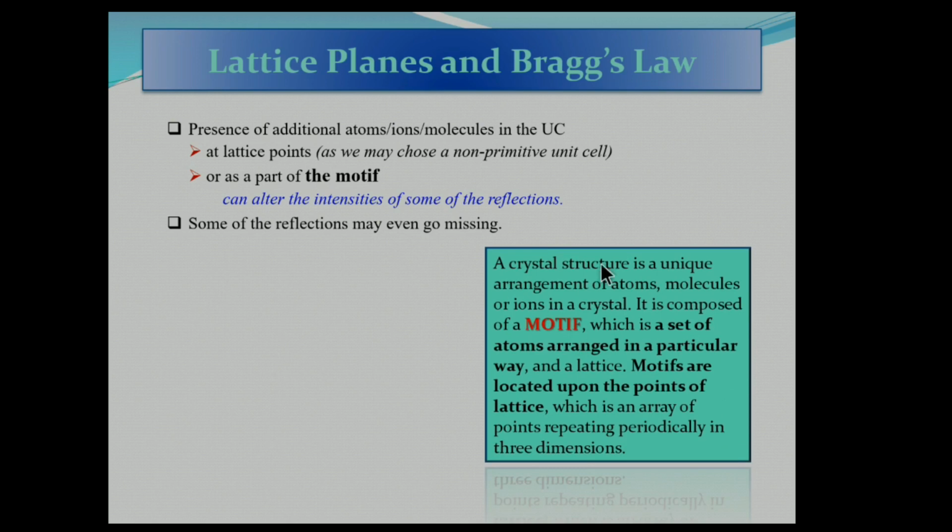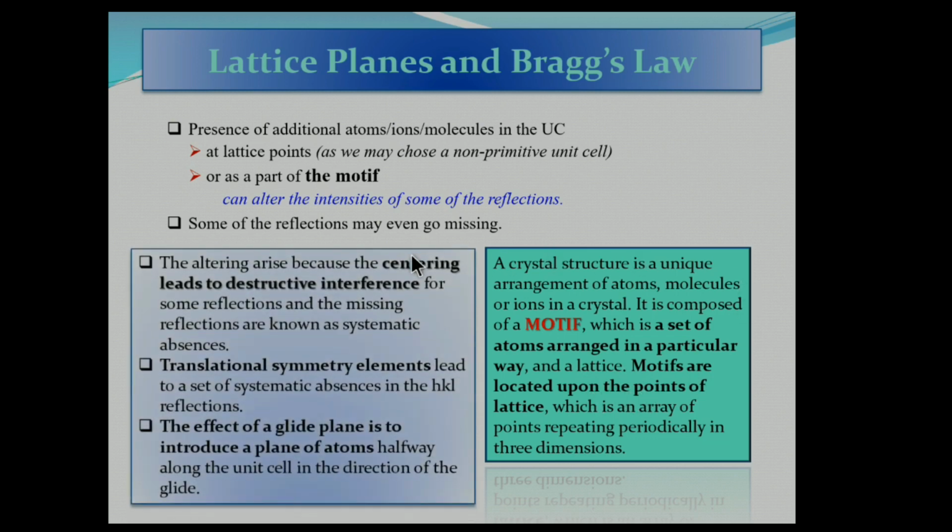Okay, so motif. This is the word motif, which means that the crystal structure is a unique arrangement of atoms, molecules and ions. It is composed of a motif, which is a set of atoms arranged in a particular way, and a lattice. Lattice means the matrix of the crystal, and motif is the atomic part or the quantity of atoms or matter at each lattice point. So motifs are located upon the points of the lattice, right? So it is somewhat similar to basis. So lattice plus motif gives the crystal. Right, so it is an array of particles, or the arrangement of atoms or molecules inside a crystal structure. That is referred to as the motif. Okay. So the motifs are located upon the points of the lattice.